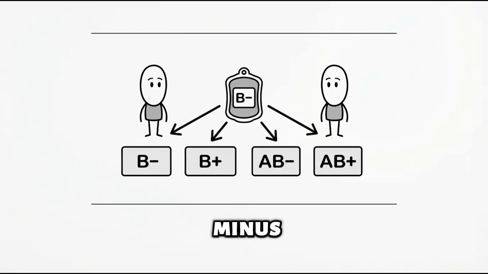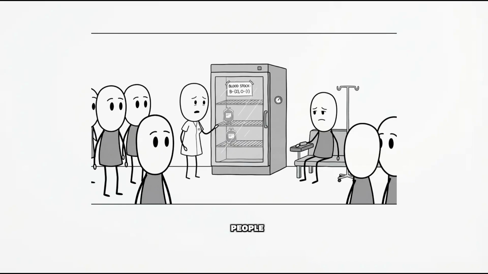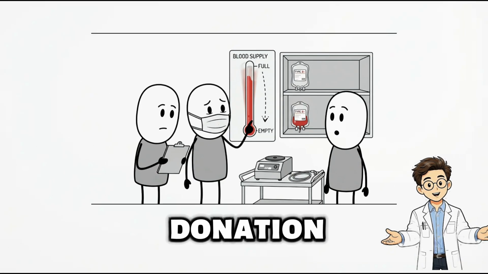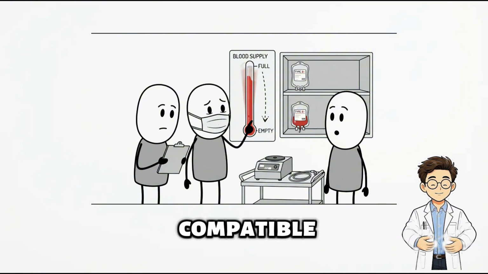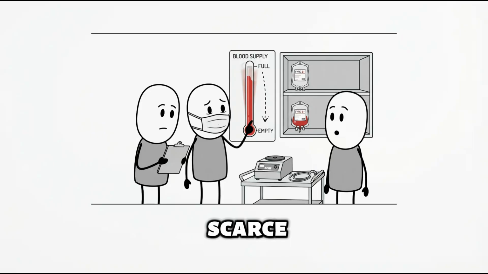However, B minus red blood cells can be used for people with B minus, B plus, AB minus, and AB plus blood. This limitation creates a special kind of dependence. People with B minus blood need B minus or O minus red blood cells, and neither may always be available in large quantities. If blood donation levels fall, compatible supplies for B minus patients can quickly become scarce.